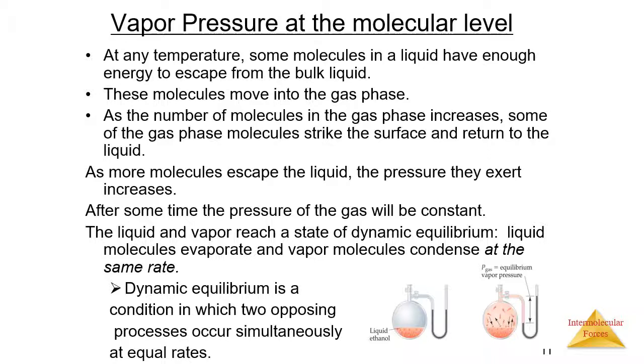The vapor pressure of a liquid results from the most energetic molecules near the surface of the liquid escaping into the gas phase. The most likely escape sites for the liquid molecules are at or near the surface of the liquid. At any temperature, some molecules in the liquid are going to have enough energy to escape the bulk liquid, and these molecules are going to move into the gas phase.